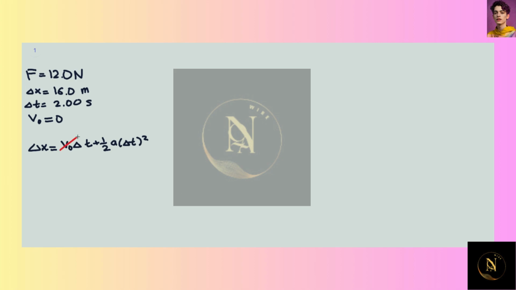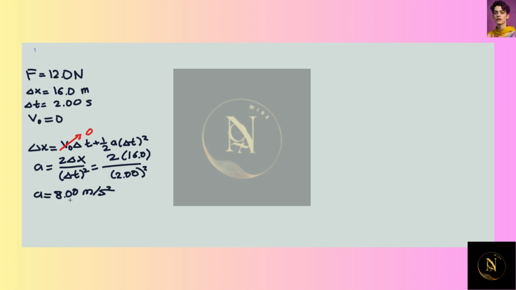We just said that the initial velocity is 0, so that term goes to 0. Do a little bit of rearranging to solve for acceleration. That's 2 delta x over delta t squared. Then we plug in numbers: 16.0 over 2.00 squared. So you get an acceleration of 8.00 meters per square second.